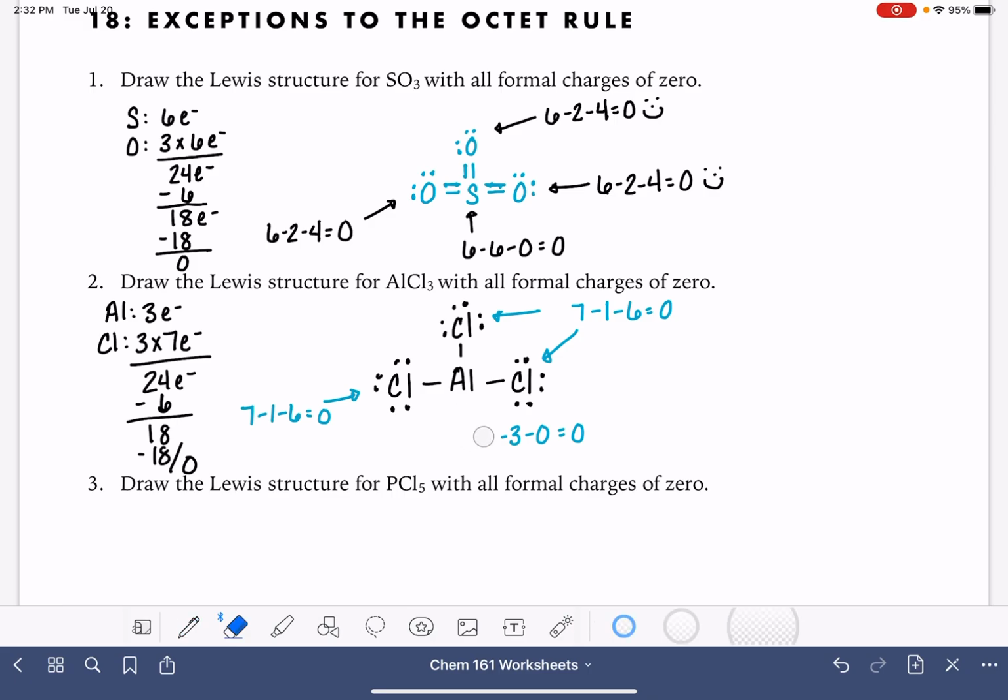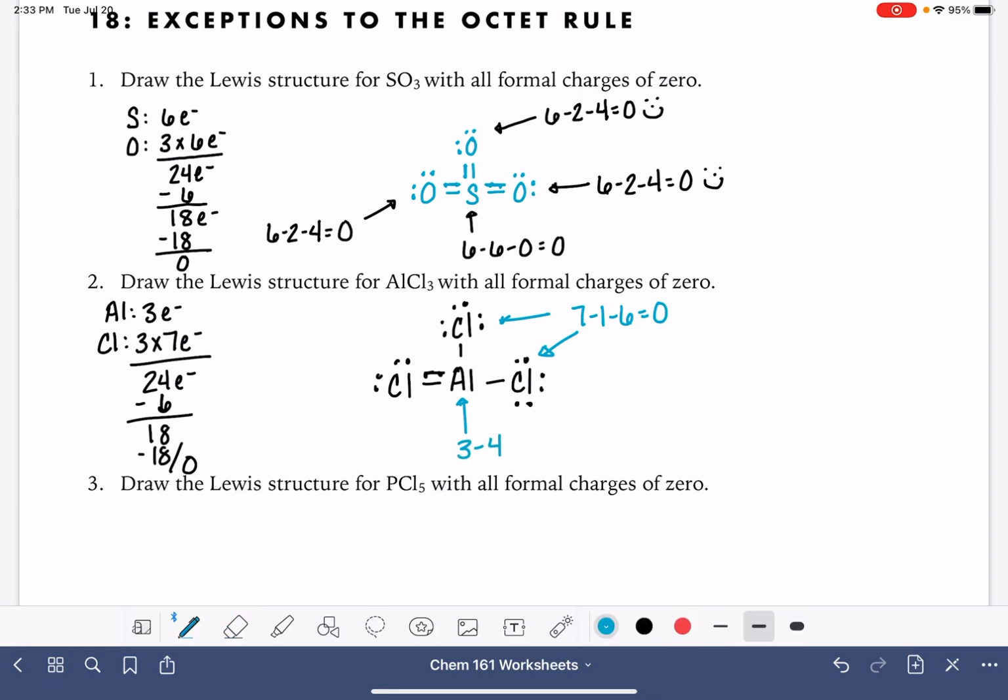Let's just imagine that you didn't think about doing that, and let's say that you just thought, oh, I see this aluminum doesn't have enough electrons, I'm going to give it a double bond, I'm going to do it like that, and this was the structure that you came up with. You could still be okay as long as you calculated formal charges. So if you calculated formal charges, I shouldn't have erased these ones. 7 minus 1 minus 6 is 0. If you calculated formal charges from this structure, aluminum has 3 valence electrons. This aluminum has 4 bonds. That's a formal charge of -1. And this chlorine, 7 valence electrons, 2 bonds, 4 non-bonding, formal charge of +1.